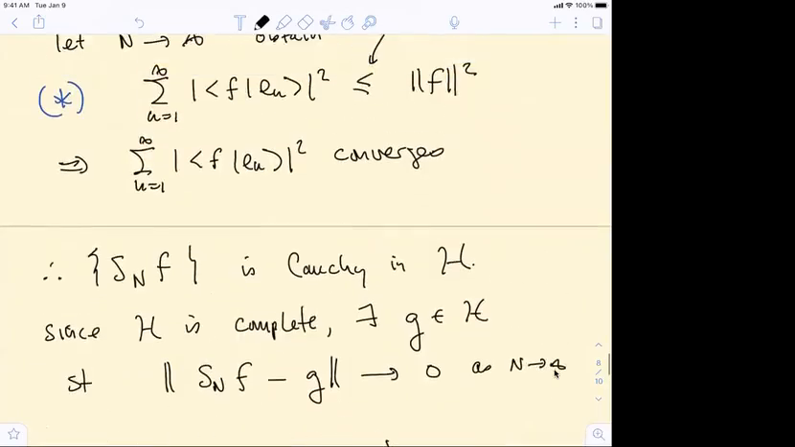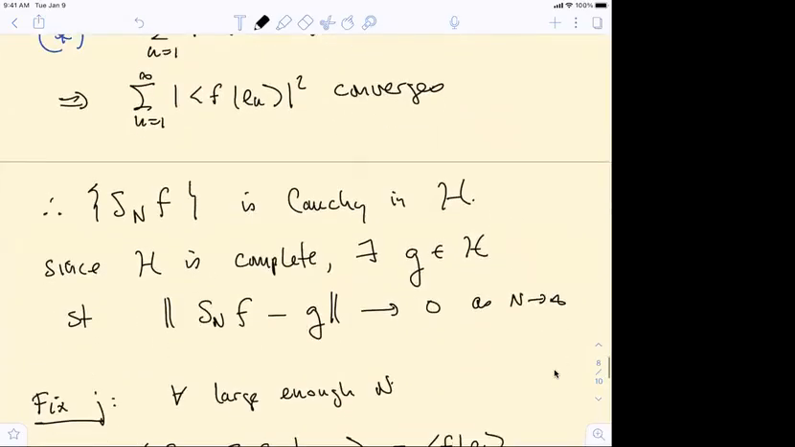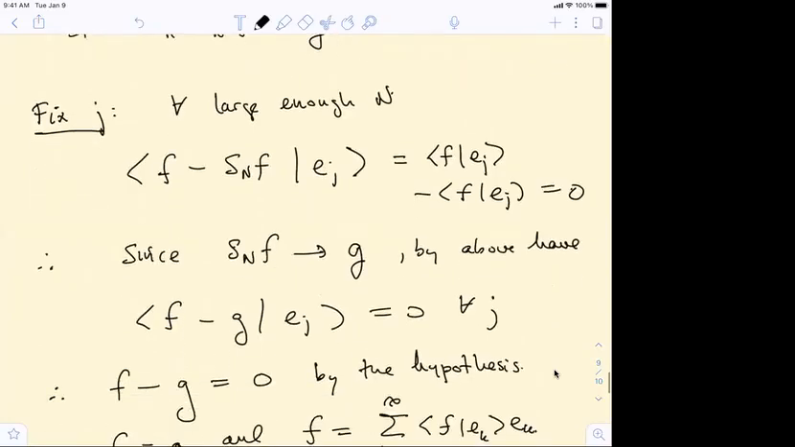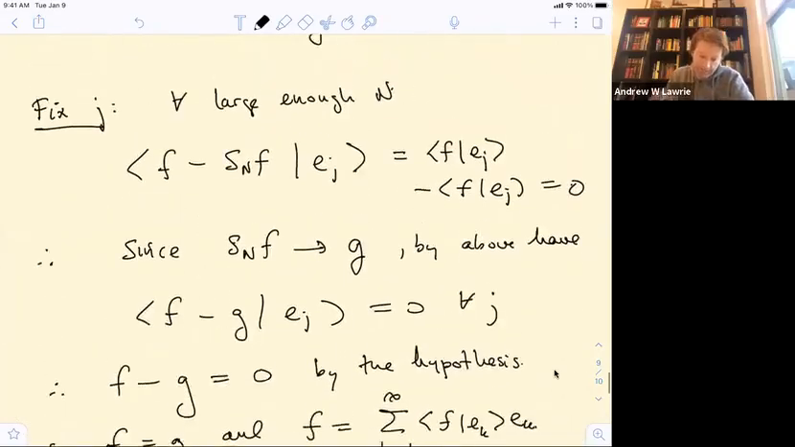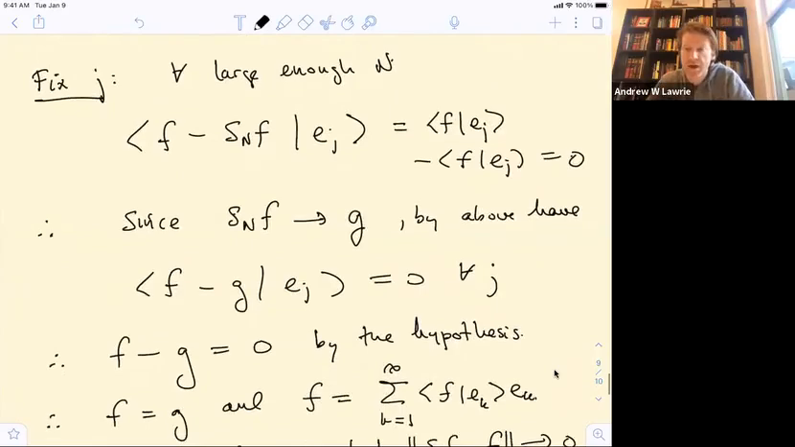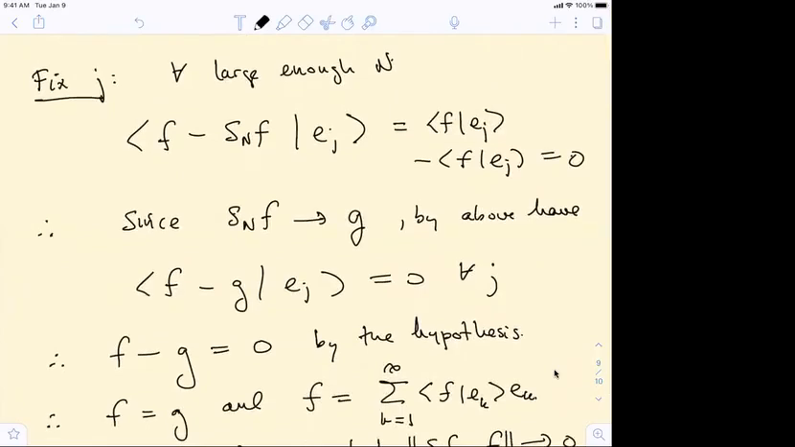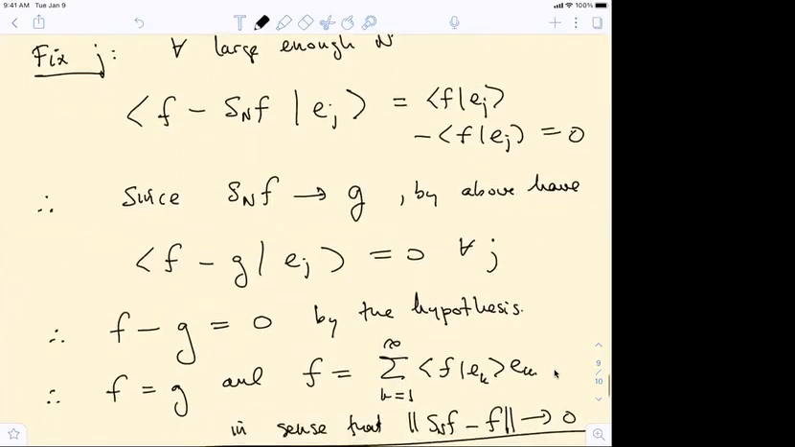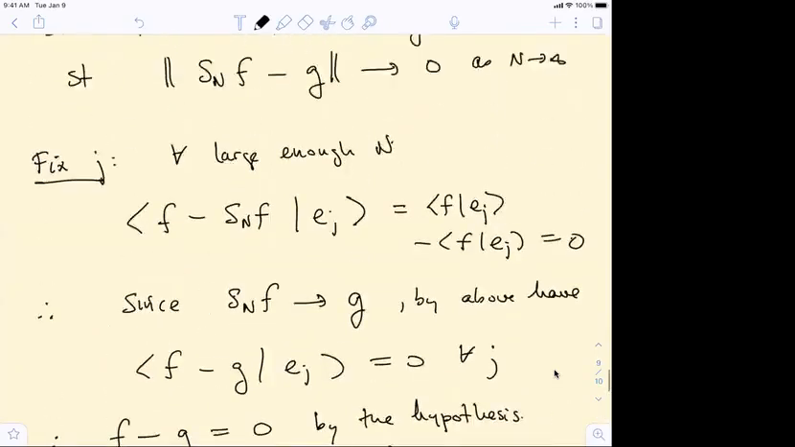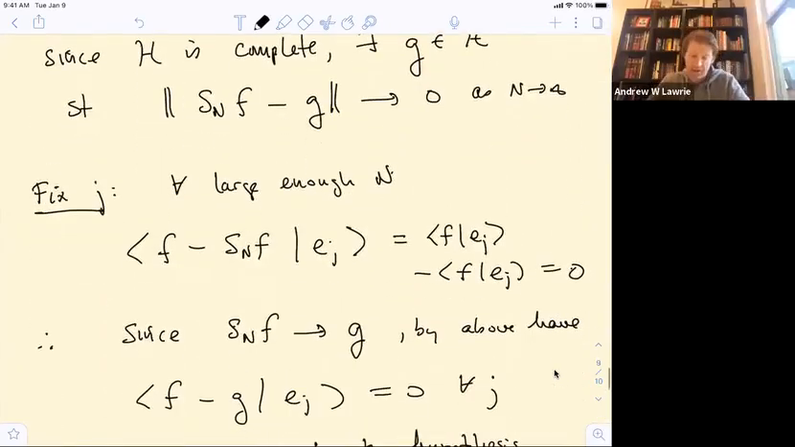Could you do that last part a little slower? I got lost when we were trying to take the limit and get something about G. Yeah, this very last part where we're trying to show that f is equal to G. Honestly, I could do with having everything starting with fixed j explained again.